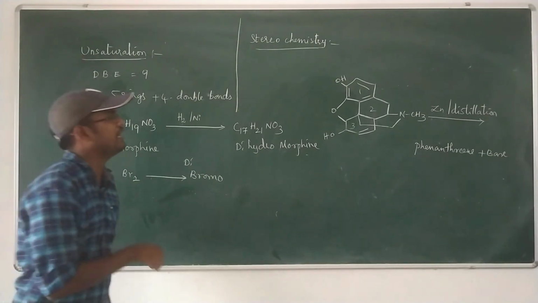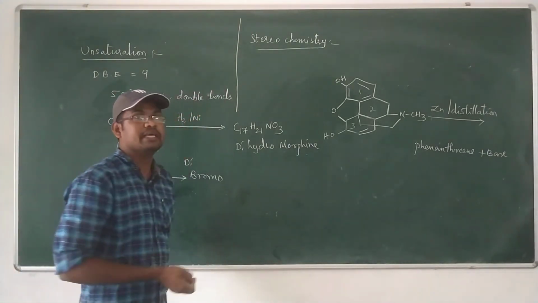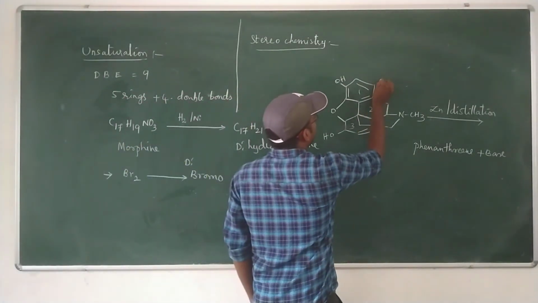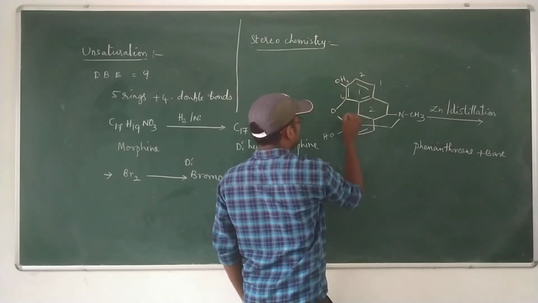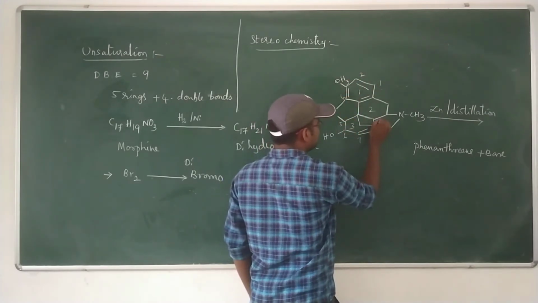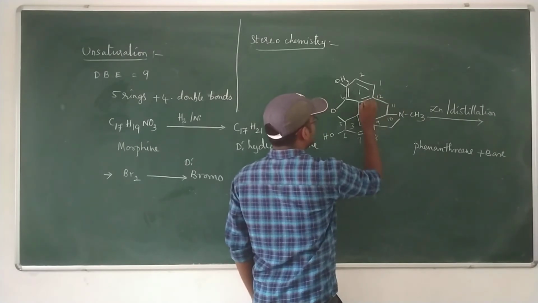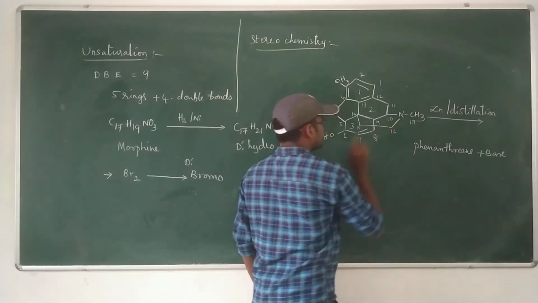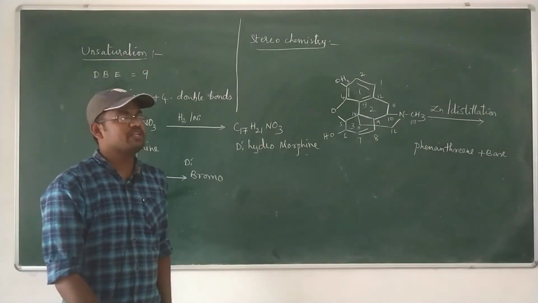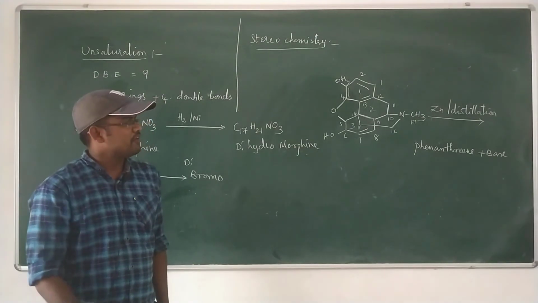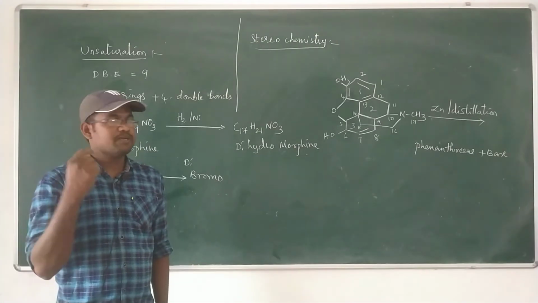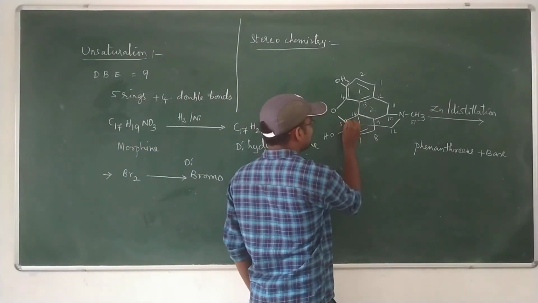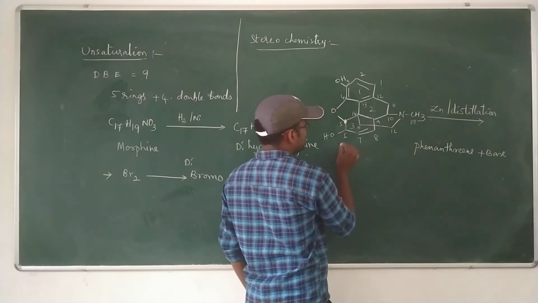Now we have to calculate the number of stereoisomers with the help of the number of chiral centers. So numbering 1, 2, 3, 4, 5, 6, 7, 8, 9, 10, 11, 12, 13, 14, 15, 16 and 17. The number of carbon atoms in morphine is 17. Now let me calculate the number of asymmetric or chiral centers in morphine. The first chiral center is the fifth carbon atom.